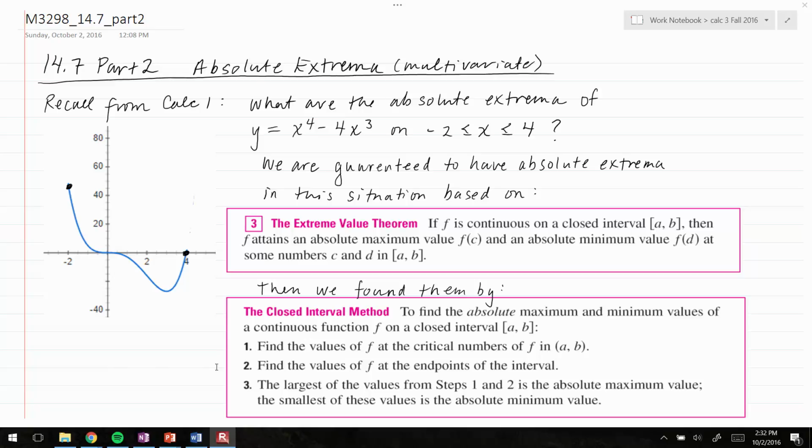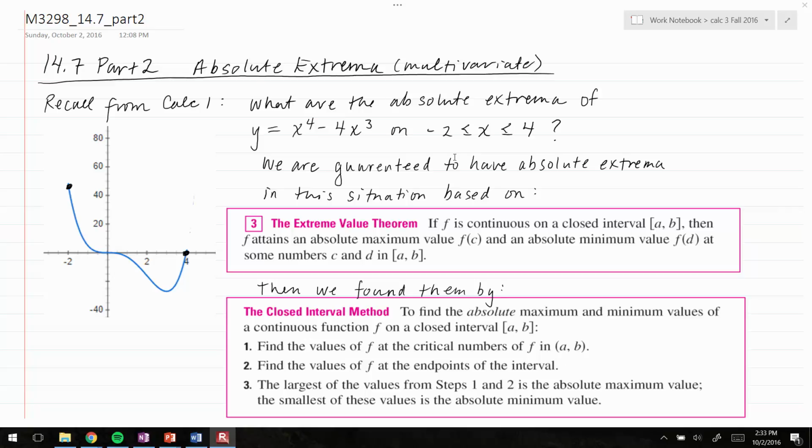So here's something called the closed interval method, which is finding it algebraically. Here's what you do. First, you find the values of f at the critical numbers of f on the open interval a to b. This is exactly what we did in the first part of 14.7, so we're familiar with that. Step 2, find the values of f at the endpoints of the interval. We didn't do that in the first part, but it's really easy to do.